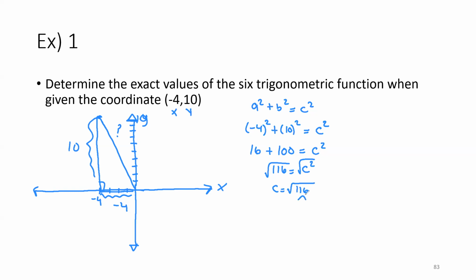Can 116 be simplified? I guess so. It could be broken down as 4 and 29, or it could be broken down as 2 and 2 and 29. So this could be simplified as 4 square root of 29.